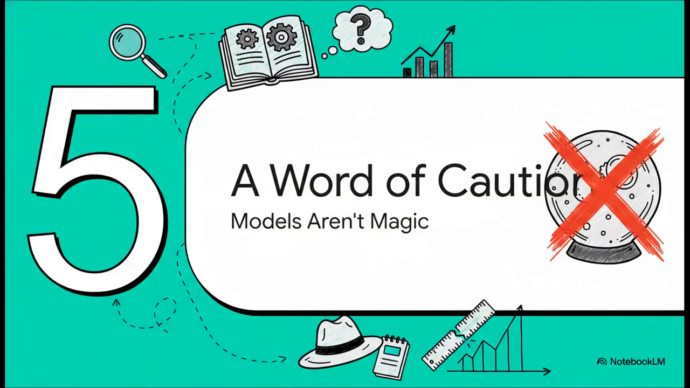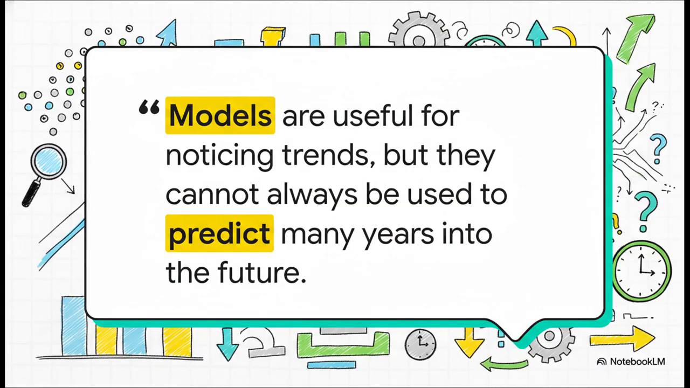Okay, now, before we get too carried away and start predicting lottery numbers, every good detective knows the limitations of their tools. And a mathematical model, as awesome as it is, is not a perfect crystal ball. It's super useful, but we have to be careful. And this is a really, really important rule for any data detective. A model is amazing for understanding the trend based on the clues we already have. But the further into the future you try to predict, the less certain that prediction becomes. Why? Because the real world is constantly changing in unpredictable ways.